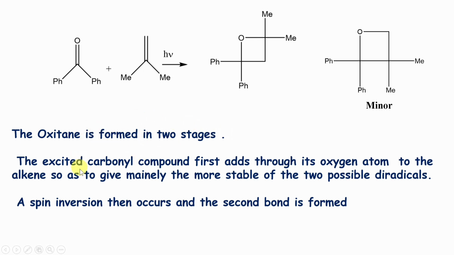In the first stage, the carbonyl compound gets excited, and the excited carbonyl compound first adds through its oxygen atom to the alkene so as to give mainly the more stable of the two possible diradicals. Two isomeric diradicals are formed, leading to the isomeric oxetanes, and one of the diradicals is more stable than the other. Then in the next stage, a spin inversion occurs and the second bond is formed in order to give the cyclic oxetane.